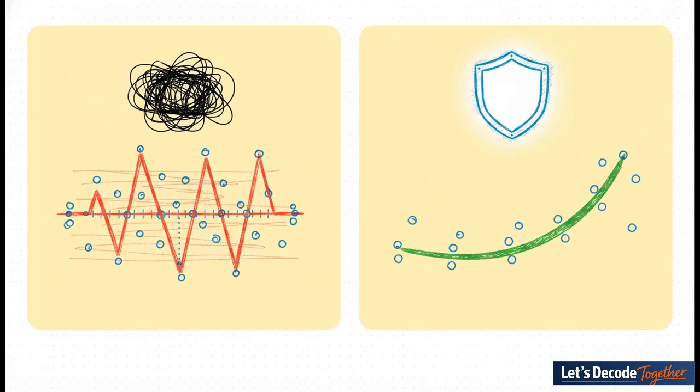Look at a model with unchecked massive weights. It creates these incredibly jagged, complex decision boundaries that twist and turn trying to perfectly classify every single training anomaly. It's literally just fitting the noise. But when we apply L2 regularization, keeping those large weights in check, it completely transforms that chaotic overfitted model into one with a smooth, reliable decision boundary. And that is exactly what will generalize beautifully to new, unseen data.